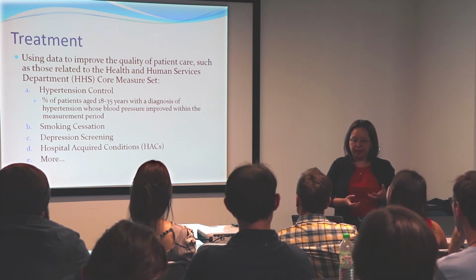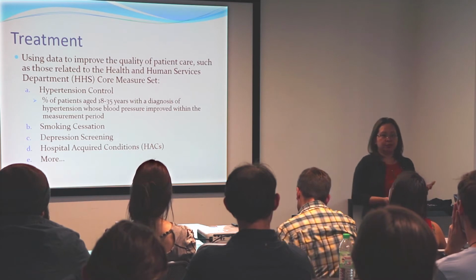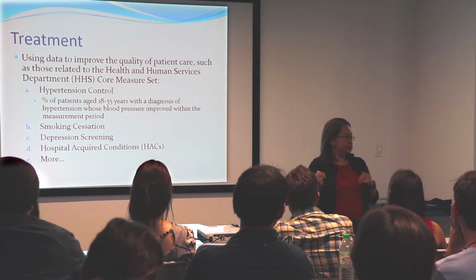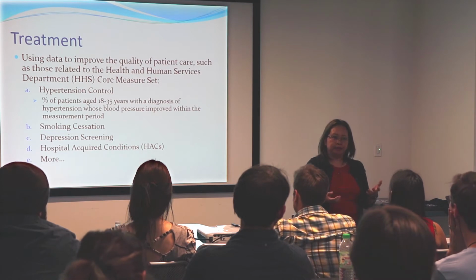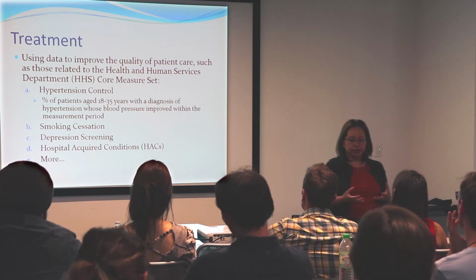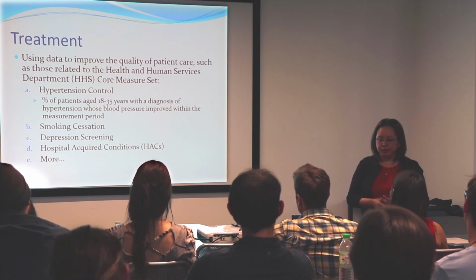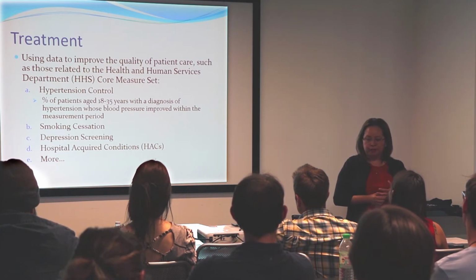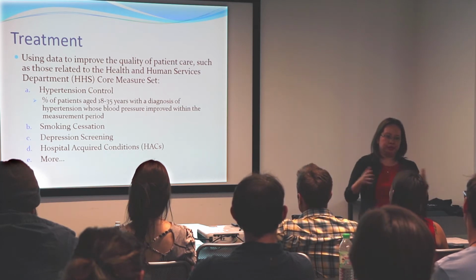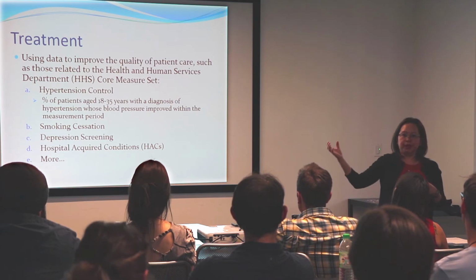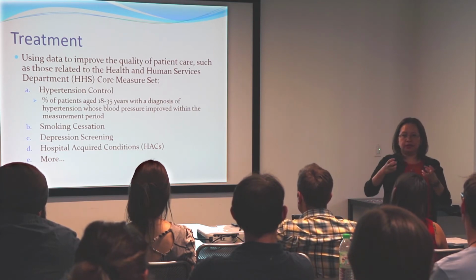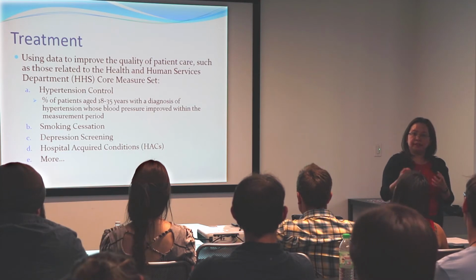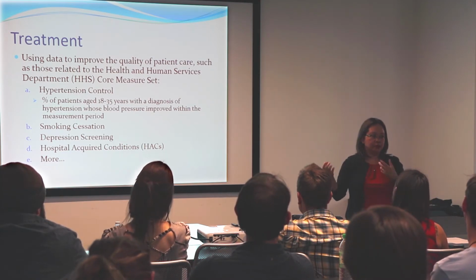So, for example, HHS has a core measure set, and the core measure sets measure certain quality standards. So, for example, they might measure hypertension control. And this hypertension control would say, what is the percentage of patients between the ages of 18 to 35 with a diagnosis of high blood pressure whose blood pressure improved within the measurement period. So as you can see there, whenever patients come into the hospital, their data goes to a certain repository, and we are able to extract de-identified data so that we can use that for reporting purposes.